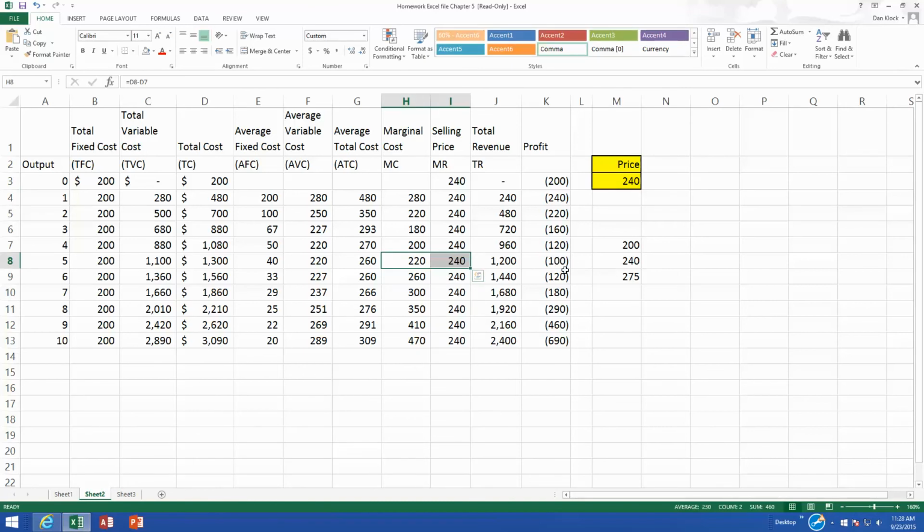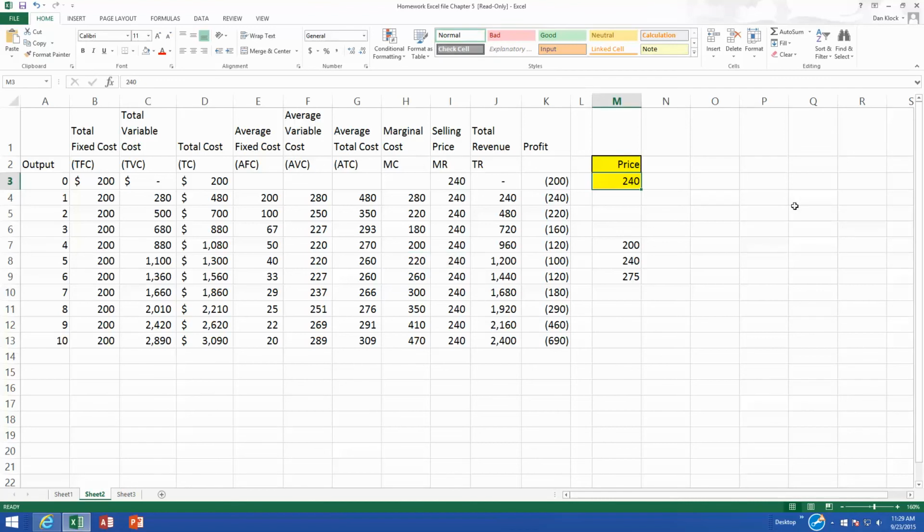Here, we're not making money, but we would still keep going because look what happens if I shut down right now. I still have to pay my fixed costs in the short run. So if I shut down and make 0 output, I would lose more money. So this is why you keep going in the short run, because it would cost me more to shut down.